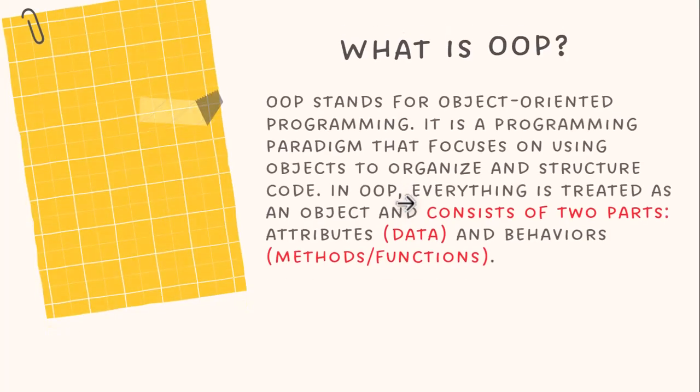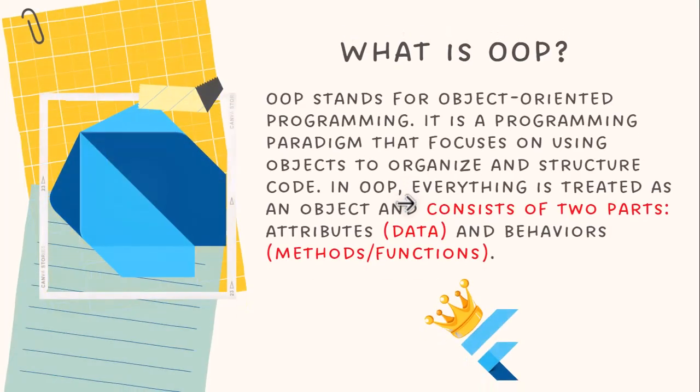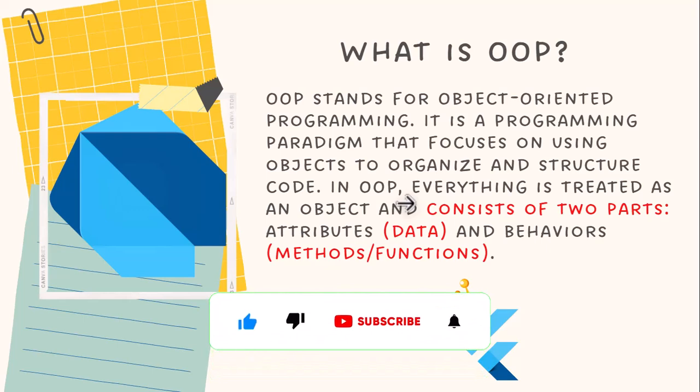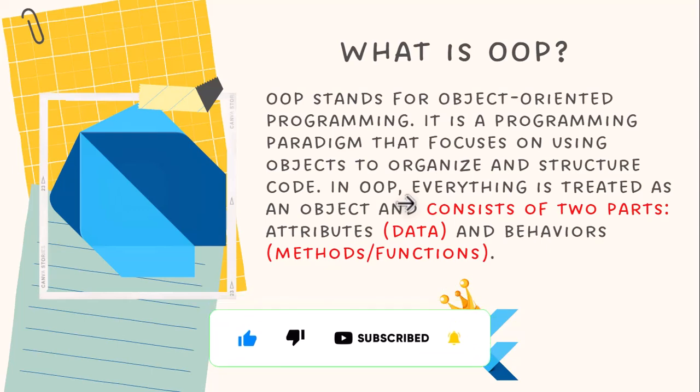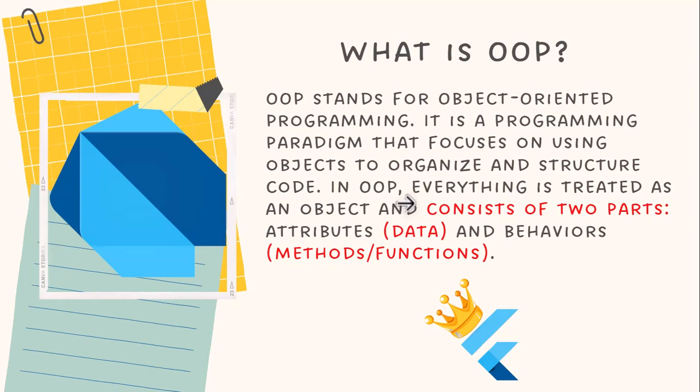What is OOP? OOP stands for Object-Oriented Programming. It's a programming paradigm that focuses on using objects to organize and structure code. In OOP, everything is treated as an object that consists of 2 parts: data and behaviors, like methods and functions.